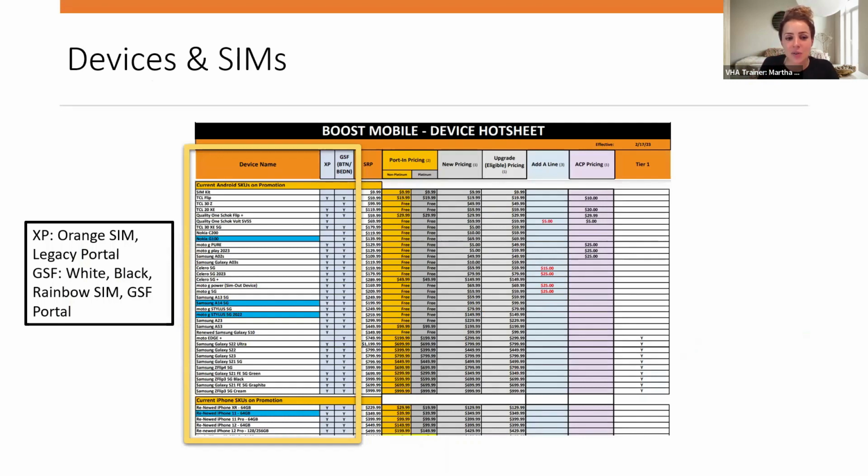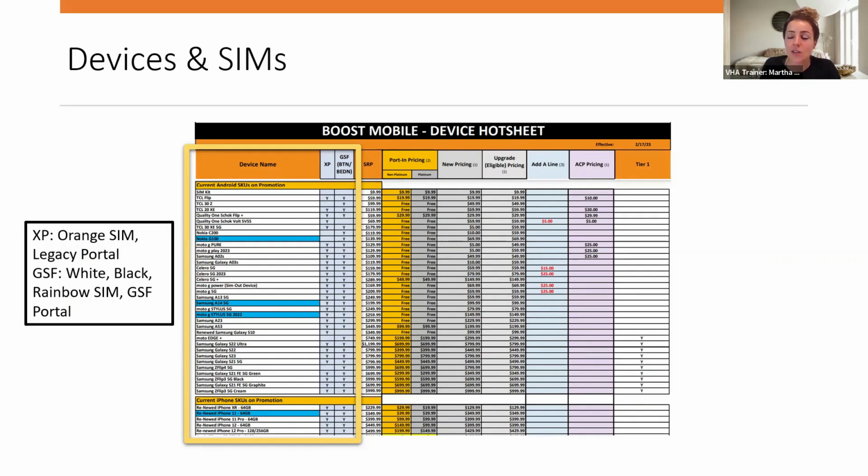This is the list of all of the devices that are eligible. This is a screenshot, so this is just some of the devices. The hot sheet is longer than this. And it's giving you here along the right side all the different pricing. Now, if you look, you've got a column here that's the device name. And then right next to it, you have a column that says XP. And then you have a column that says GSF.